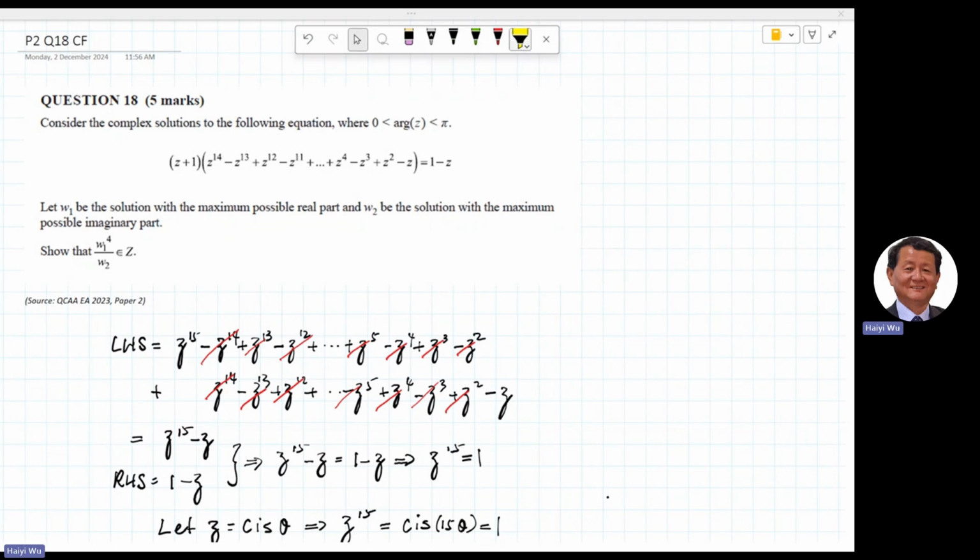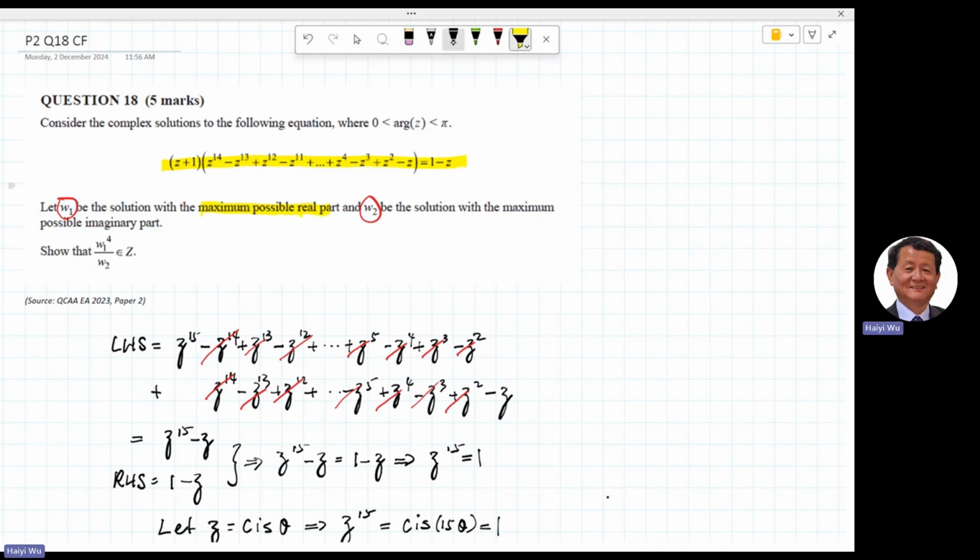So this is the given equation, pretty long. We have another two complex numbers, one is W1, the other one is W2. W1 is the solution with the maximum possible value for the real component of Z.